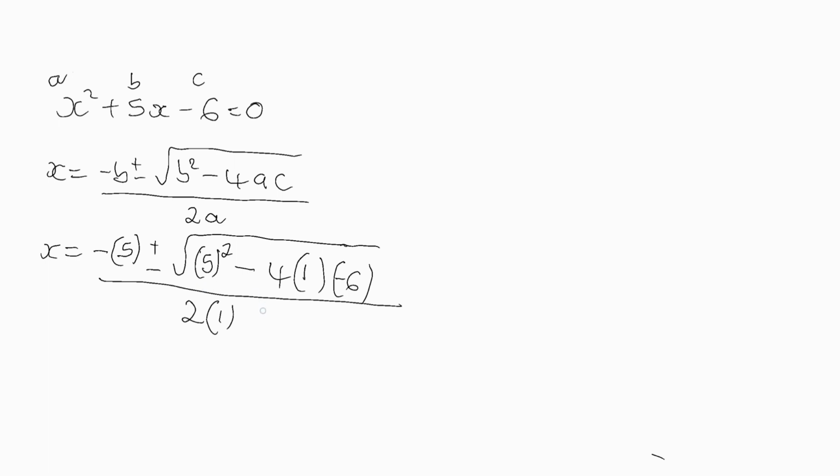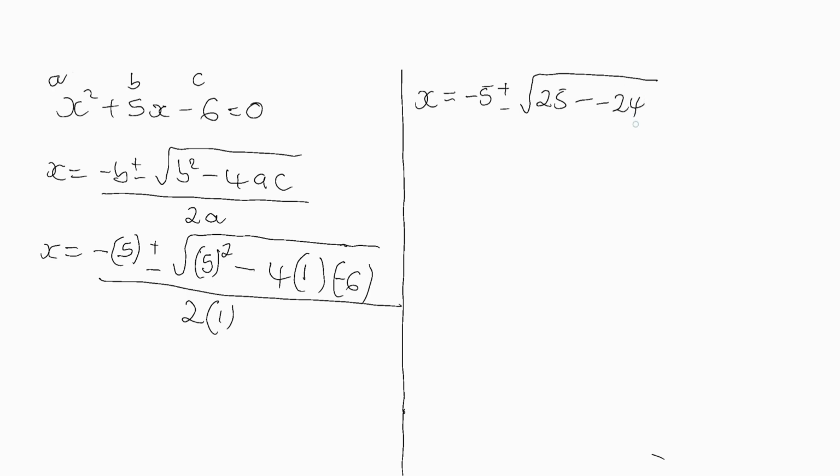Now let us sort this out. So we have x equal to -1 times 5, that is -5, plus or minus, which is this one, the square root of 5 squared, which is 25, minus 4 times 1, which is 4, 4 times -6 is equal to -24, over 2 times 1, which is equal to 2.